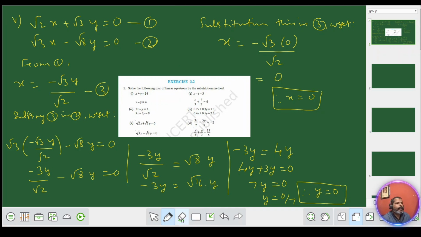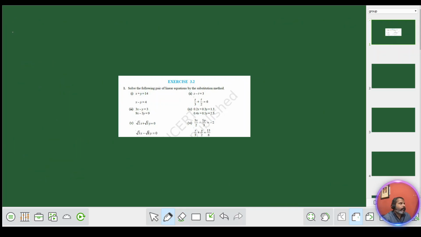The last one is left. We'll see the last question and we'll complete the main. Sixth one. We just write the expressions here. Given equation 3x by 2 minus 5y by 3 equal to minus 2 and x by 3 plus y by 2 equal to 13 by 6. Don't try to solve as it is. It will be difficult because they are given in the fraction.